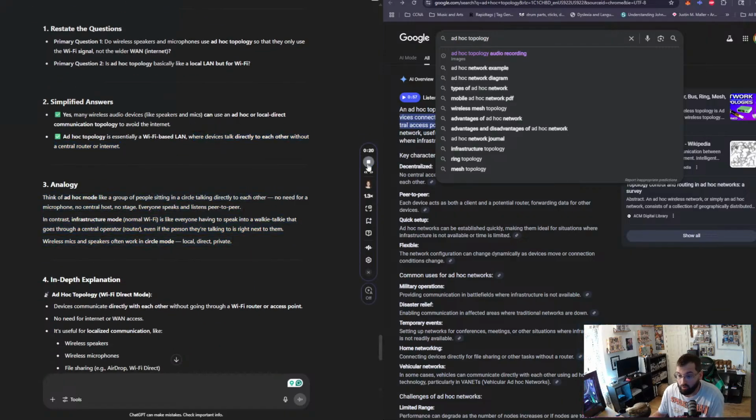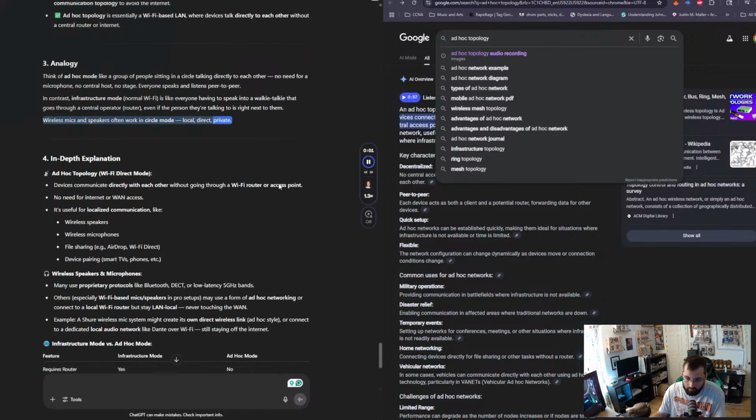Analogy. Think of ad hoc mode like a group of people sitting in a circle talking directly to each other. No need for a microphone, no central host, no stage. Everyone speaks and listens peer-to-peer. In contrast, infrastructure mode, normal Wi-Fi, is like everyone having to speak into a walkie-talkie that goes through a central operator, the router, even if the person they're talking to is right next to them. Wireless mics and speakers often work in circle mode: local, direct, private.